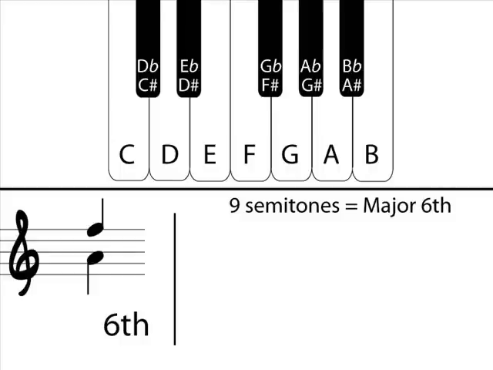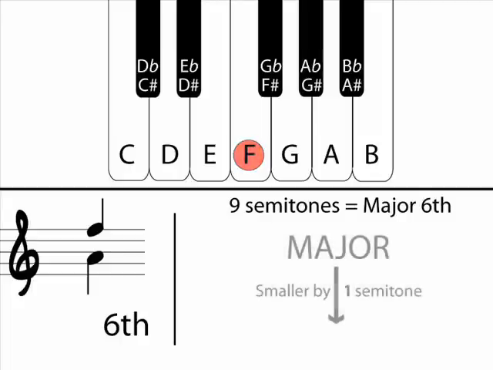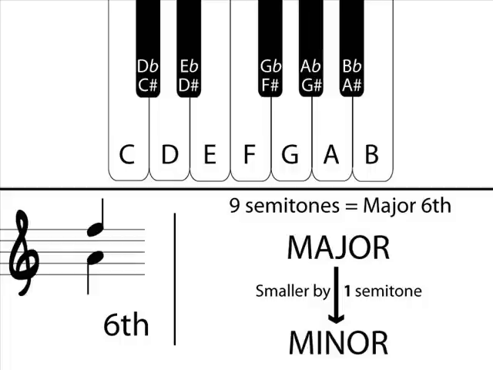Let's compare it to our interval. Here's the A. To A sharp is 1, to B is 2, to C is 3, C sharp is 4, D is 5, D sharp is 6, E is 7, and F is 8. Therefore, our interval is 1 semitone less than a major sixth. As we've already learnt, if a major interval is made 1 semitone smaller, then it's called minor. Therefore, our interval is called a minor sixth.